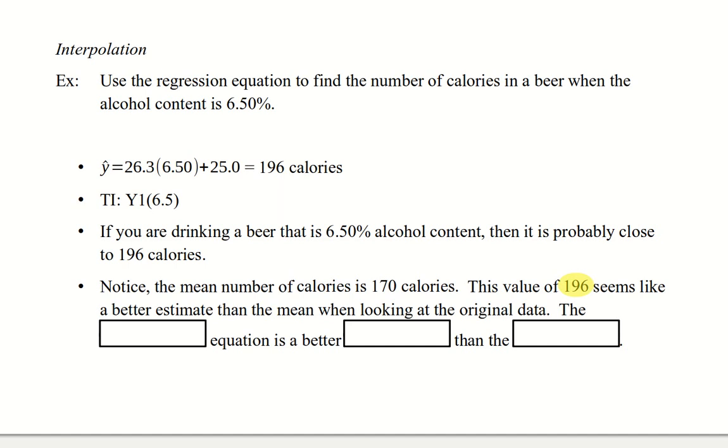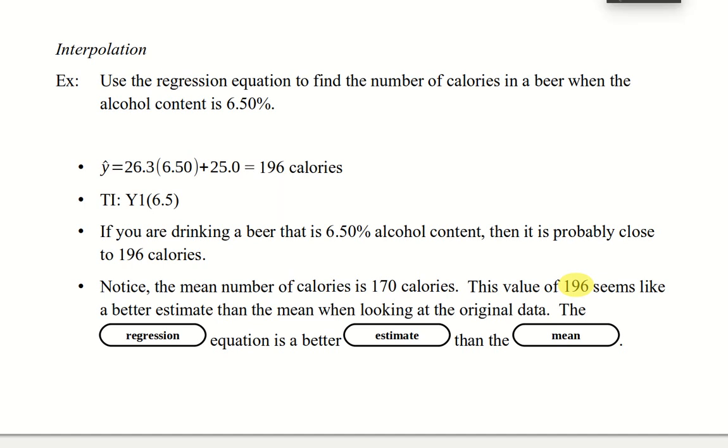So that's pretty good. So we're actually going to say that the regression equation, linear regression, is a better estimate of the number of calories of any data that we can show is normally distributed and was chosen at random than the mean. So we've already used our linear regression equation to do something better than the mean was able to do.